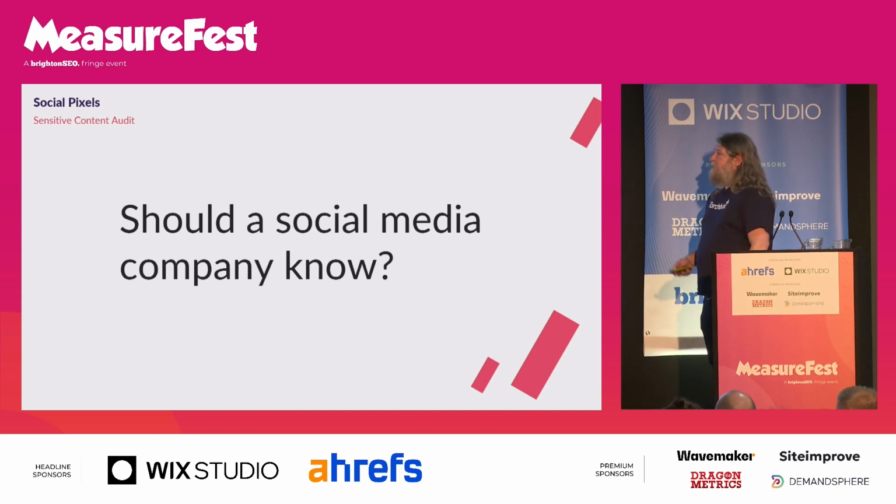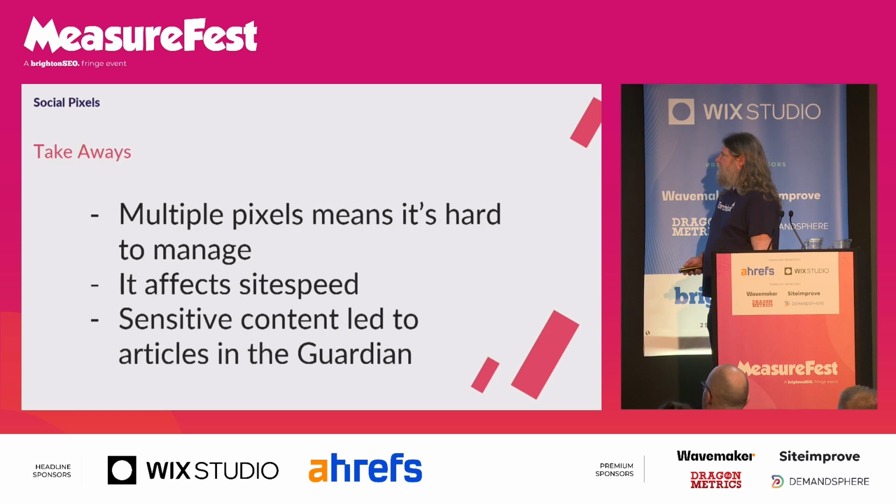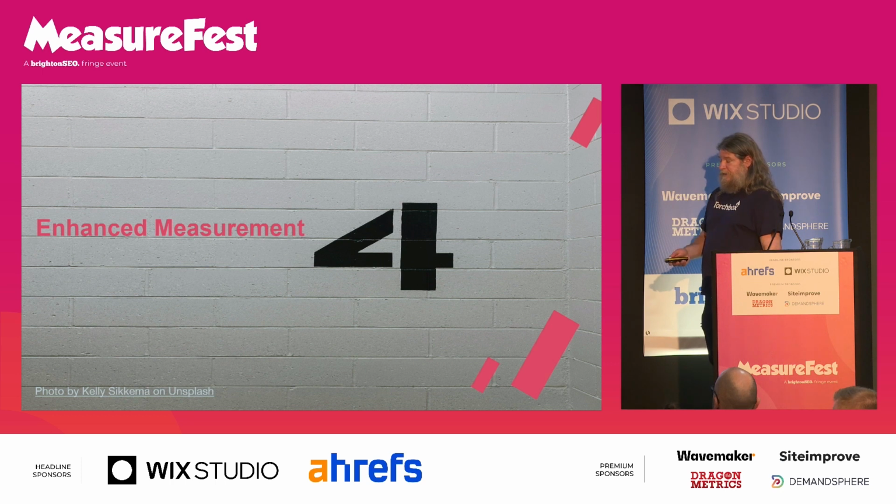So one of the things we do is a sensitive content audit, and we just check to make sure that actually, is it justifiable and correct that all of those pixels are firing on every single page? And obviously, we exclude the ones where they shouldn't be. So again, I've said this a couple of times, but having more pixels means it's harder to manage. So is that campaign still live? Does it need to be there? All of this affects site speed. So it's definitely worth taking a look at. And sensitive content led to articles in The Guardian, which was really bad.